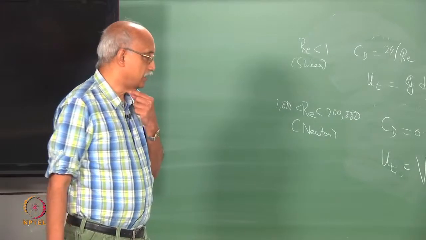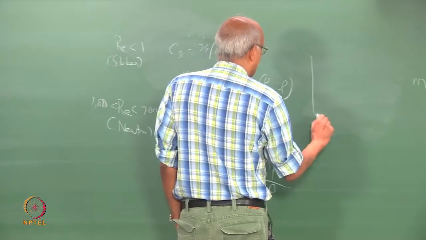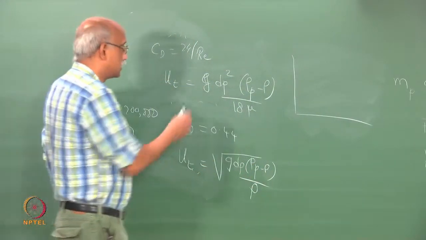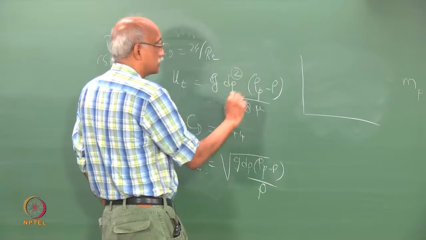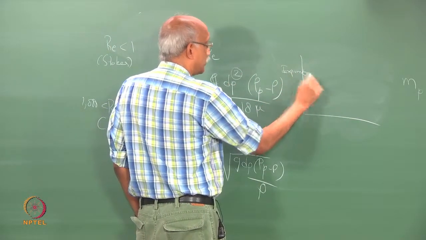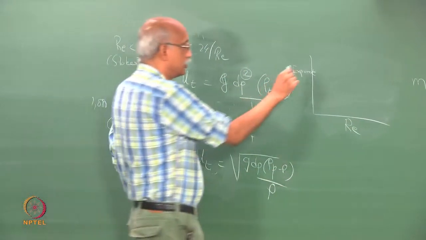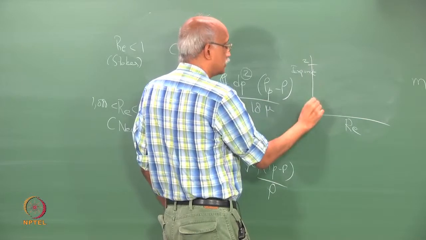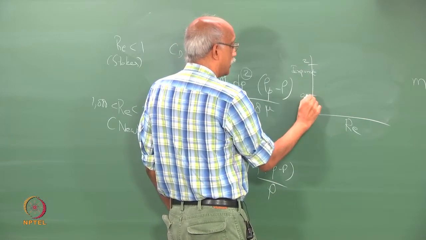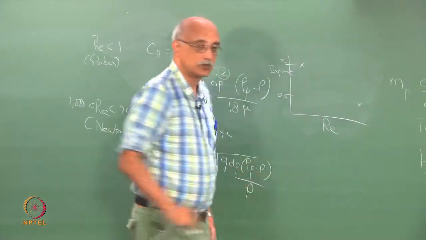Now, what is the practical implication of that? So, for example, if you take this exponent for dp and you plot that against Reynolds number, what we are saying is at very low Reynolds numbers it is about 2, and at very high Reynolds numbers it is about 0.5.